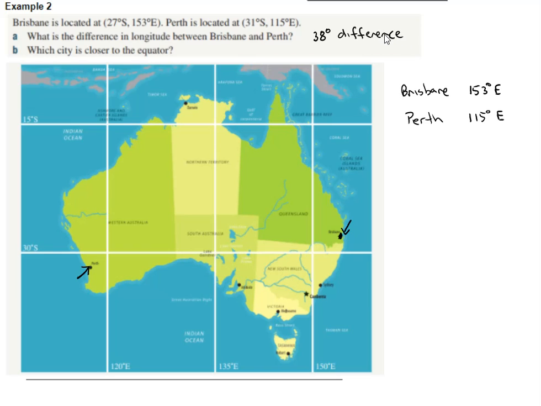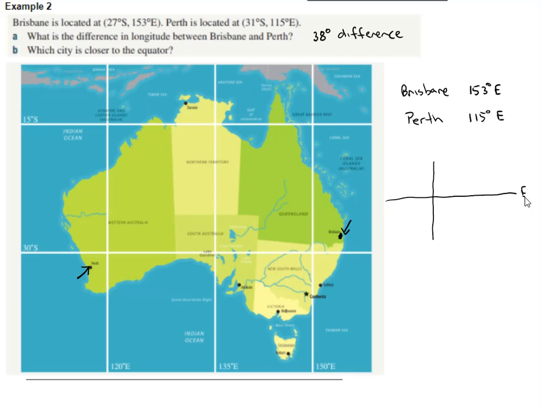Okay, now which city is closer to the equator? Well, let's think about what we've got. We've got equator, which means we need to work out north or south, because north or south is closer to the equator. Which direction? Well, it doesn't matter which direction, it's which degrees. So again, here's a map of the world. Quick map of the world, sketching.